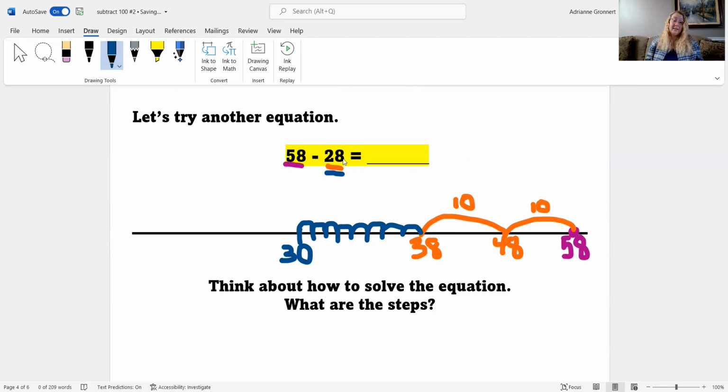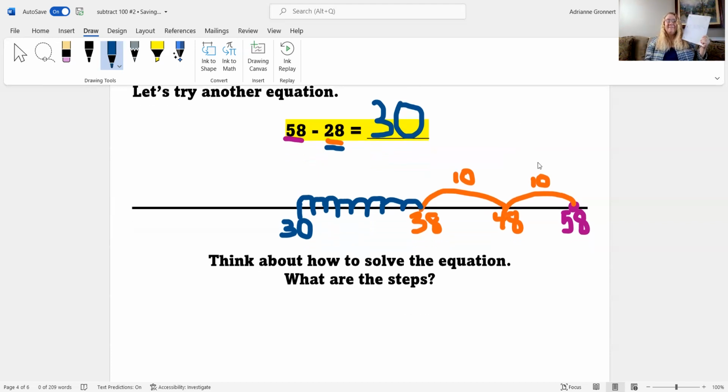That's it, 30. I got it. So 58 take away 28 equals 30. And I'm going to write that into the equation now. Did you get all of those steps on your paper? I hope so. That's exactly what we need to do. If you don't have it all there, make sure you get it. It's really important for the next part of the lesson. Did you get that? Good. If I'm going too fast, you can always pause the video to make sure you get that work done.